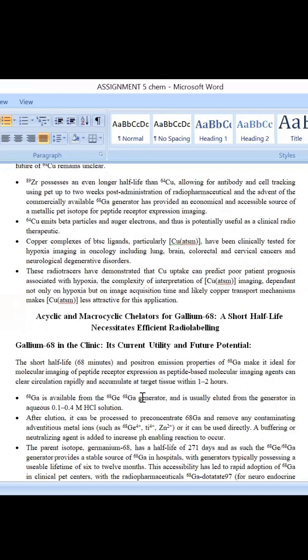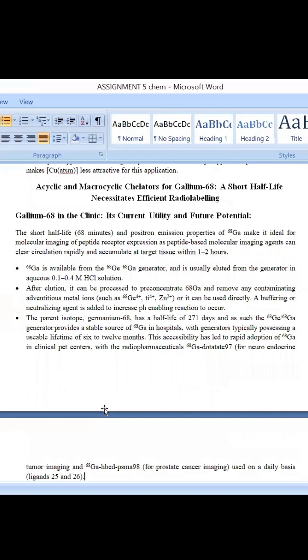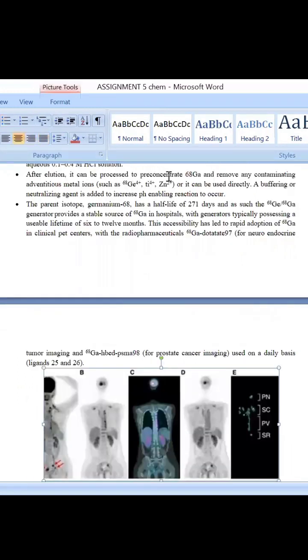Gallium is available from the Ge68/Ga68 generator, and is usually eluted from the generator in aqueous 0.1 to 0.4 molar HCl solution. After elution, it can be processed to pre-concentrate gallium 68 and remove any contaminating adventitious metal ions such as gallium 68 decay products, and can be used directly, as can contaminants such as zinc 2 positive.